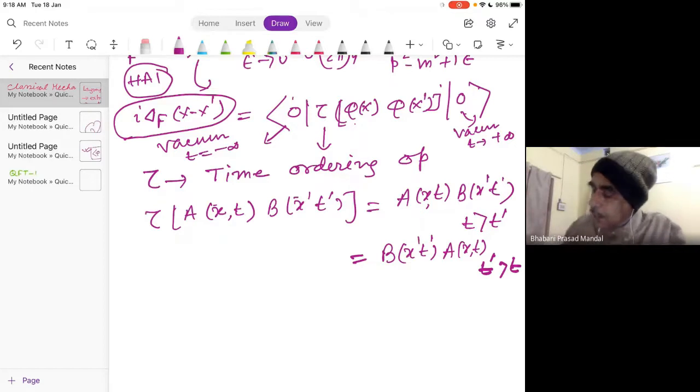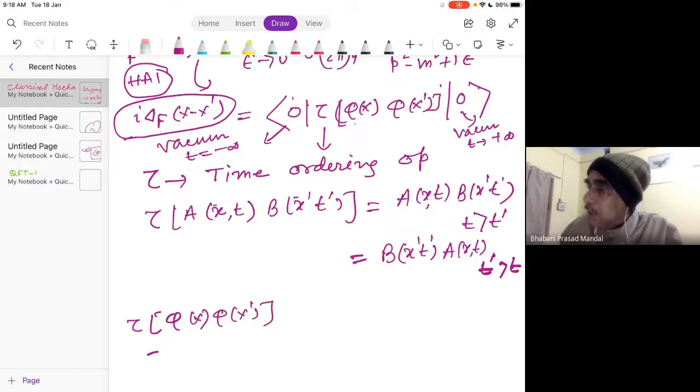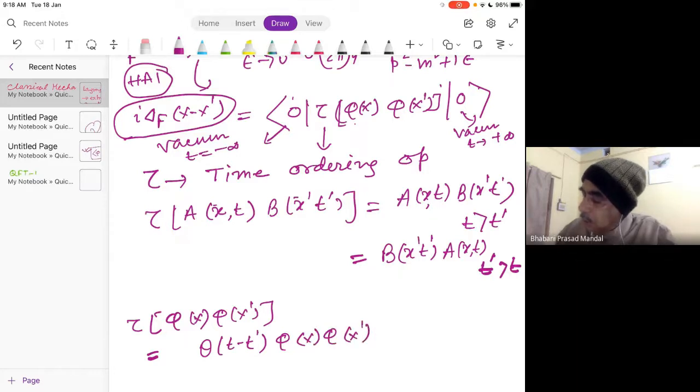But before that, the time-ordered product of phi(x) and phi(x') I can write mathematically. This I already defined. Mathematically I can write it using the theta function: theta(t minus t') times phi(x) phi(x') plus theta(t' minus t) times phi(x') phi(x). I'll define the meaning of the theta function.